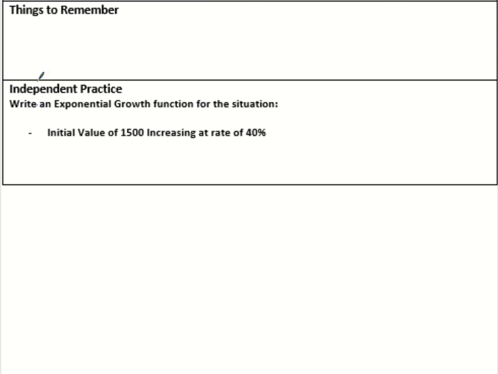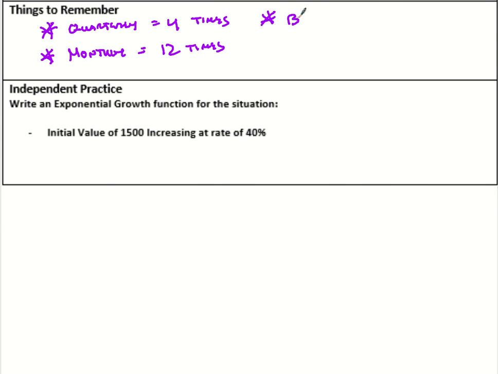So things to remember. And we're going to focus on compound interest. Quarterly means 4 times. Monthly means 12 times. It might go biannually. So biannually means twice a year. So it's every 6 months.